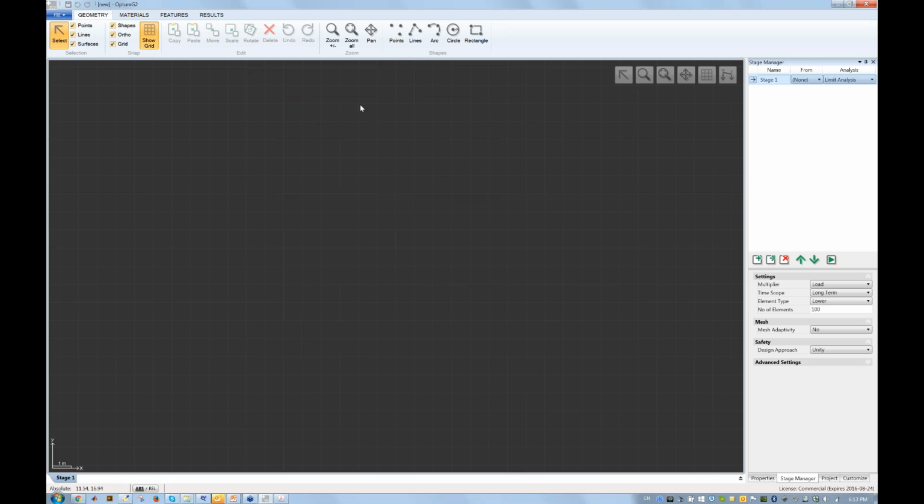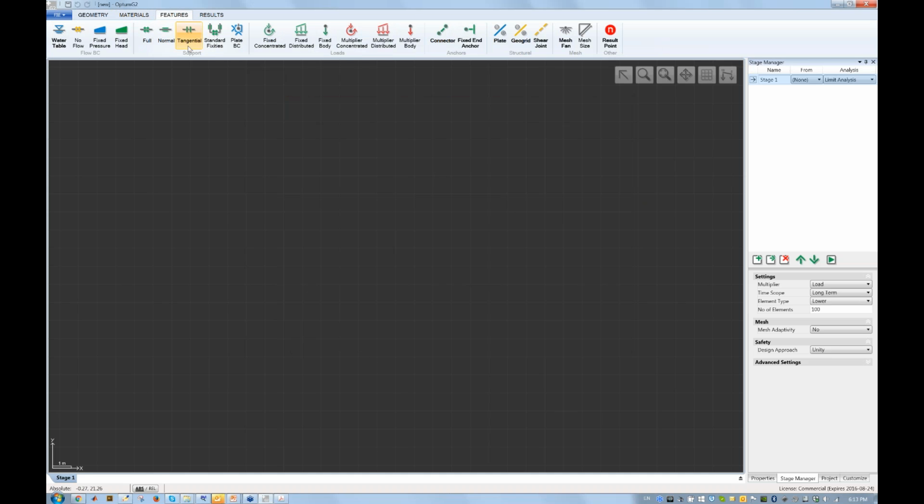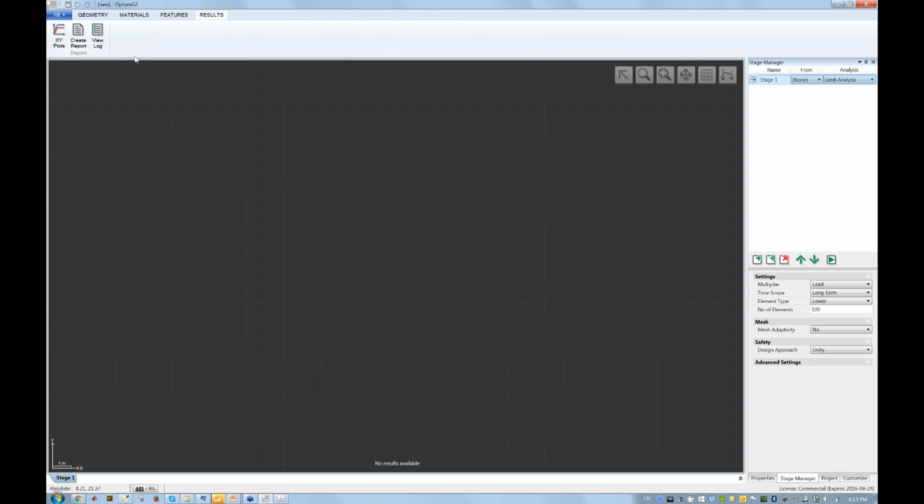So then just a few words about the organization of the GUI, the graphical user interface. So we have the canvas, as we call it, the drawing canvas, the dark area here. And then we have the ribbon, and the ribbon contains 4 tabs. First, geometry, where we have tools for defining and manipulating geometry. Then materials, where all the materials are listed. Features, which is all about supports, loads, structural elements, anchors, and so forth. And then finally results, which will be populated once results are available.